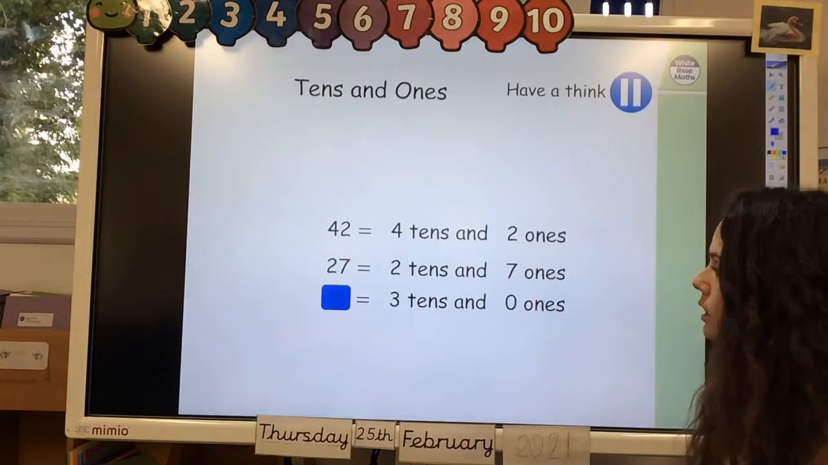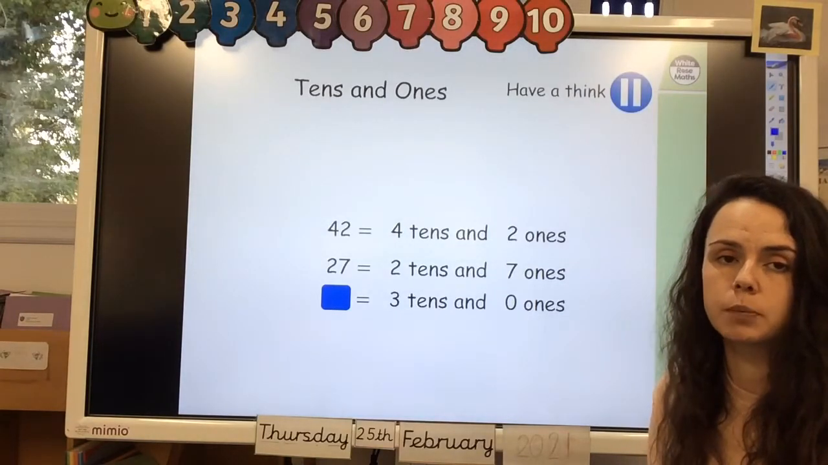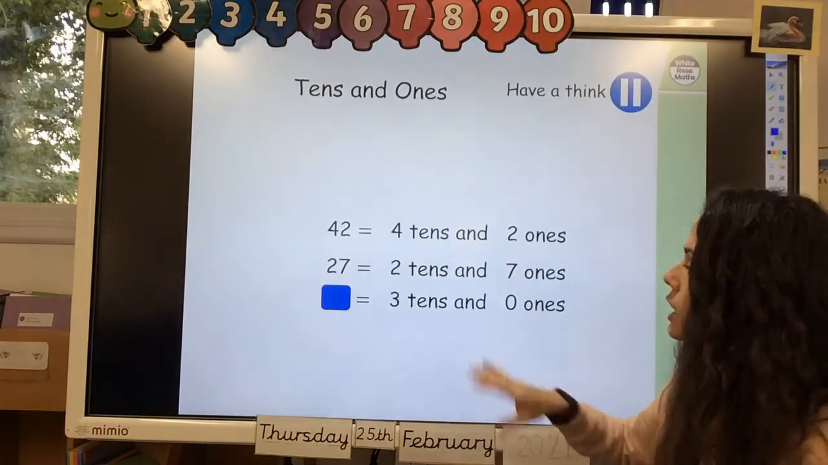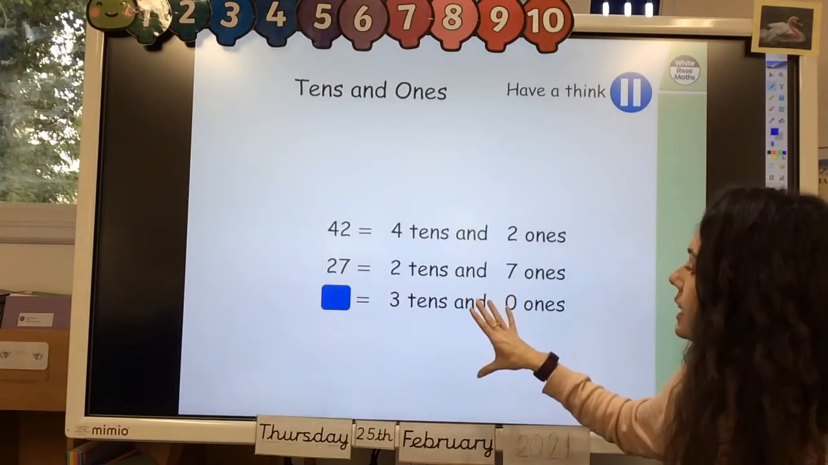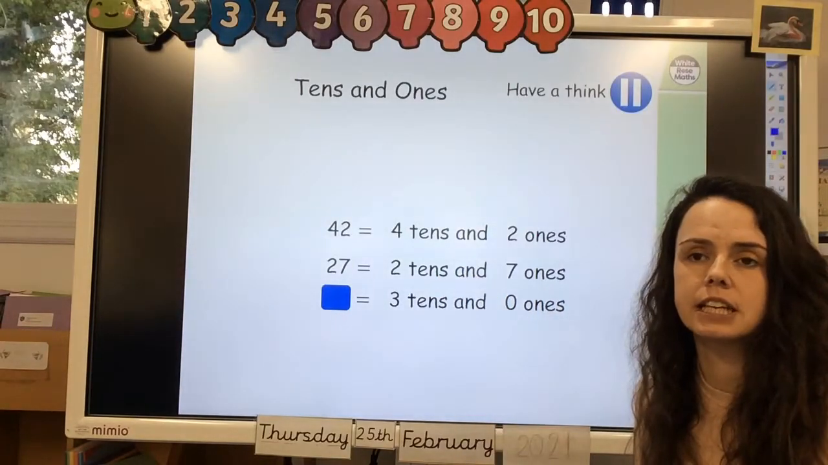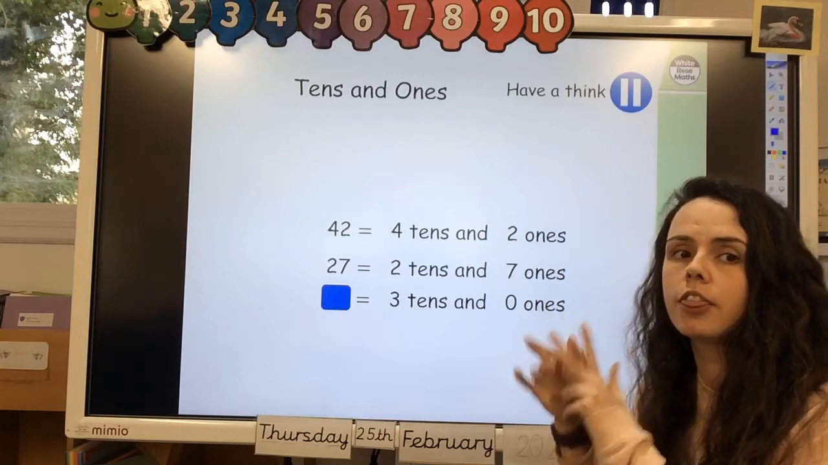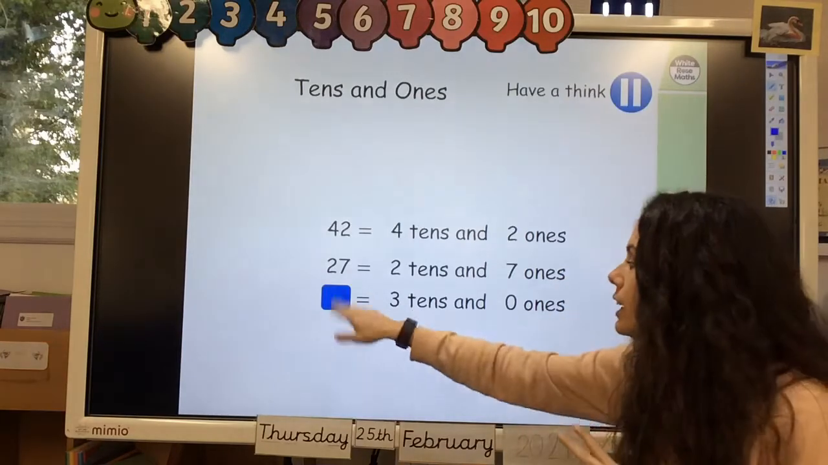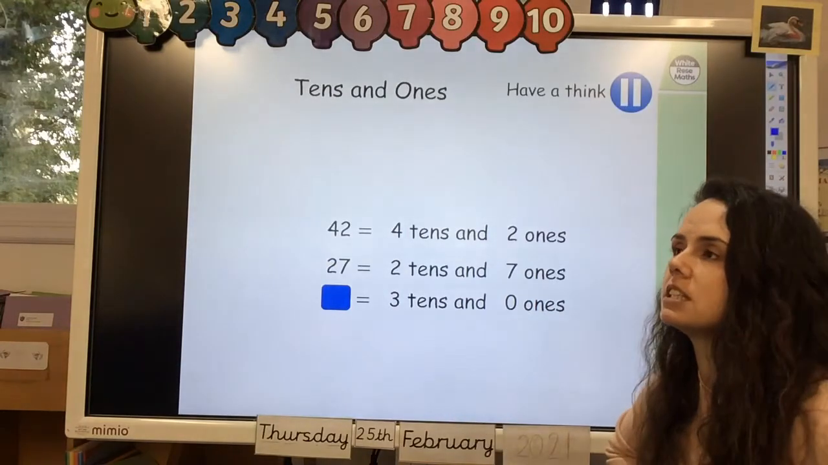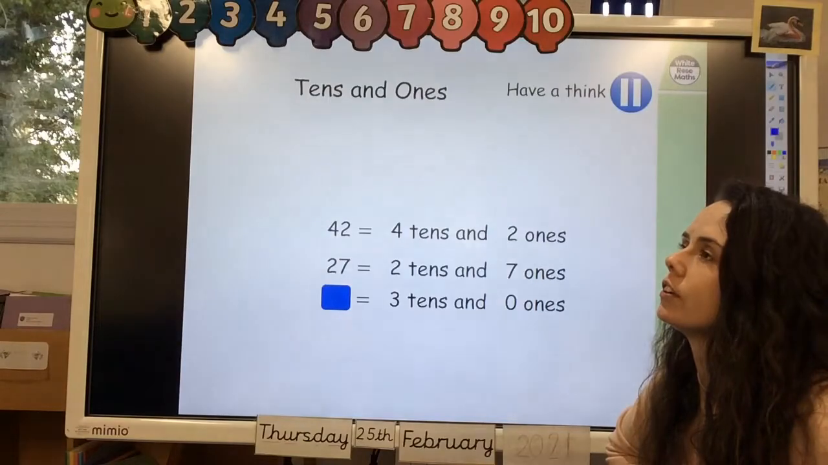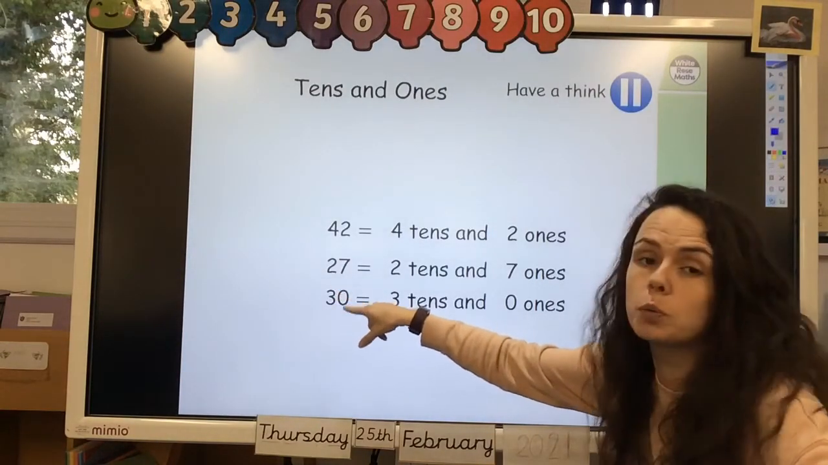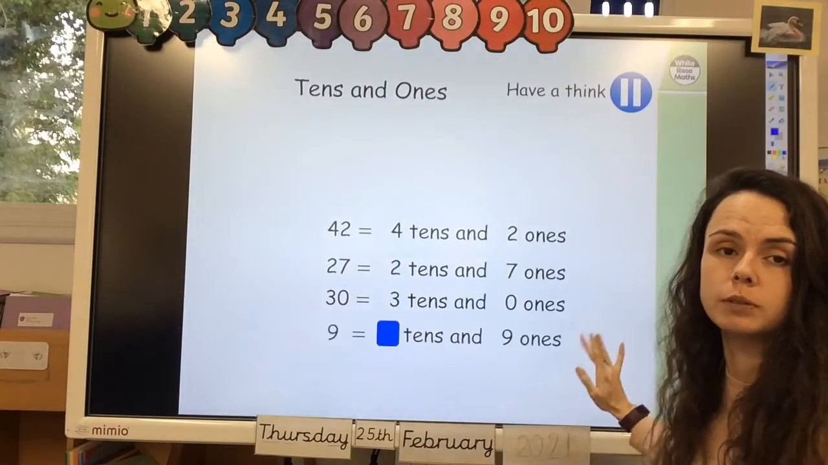Right. This time they've told us how many 10s and 1s we have, but we don't have the whole number, so we're going to have to work backwards. Something is 3 10s and 0 1s. What has 3 10s in it? 10, 20, 30. So it has to be a 3 and then no 1s. What's got 3 10s and no 1s? 30. It's just 30, because you can see 3 10s and no 1s. Well done.